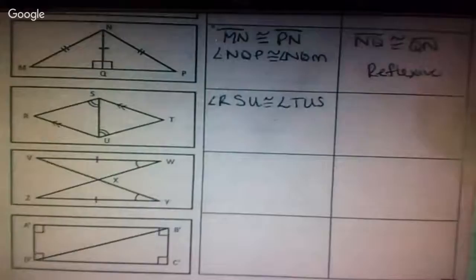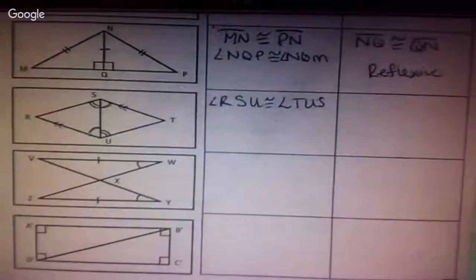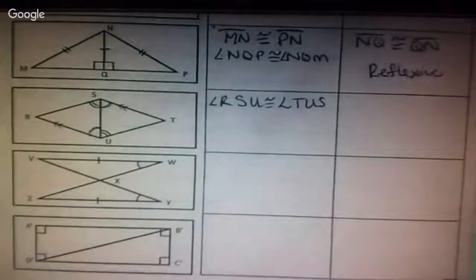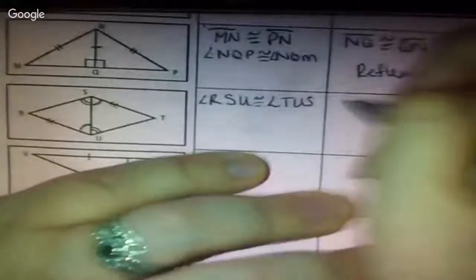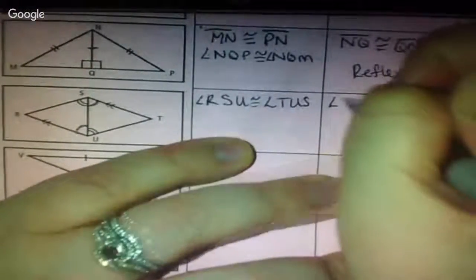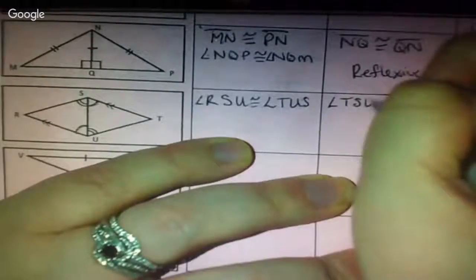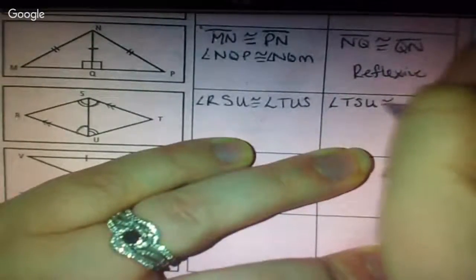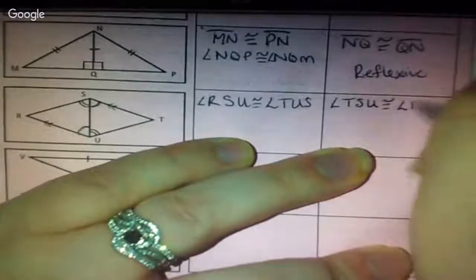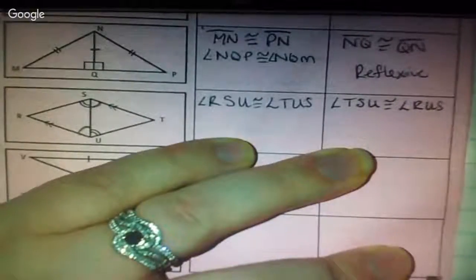Okay, so Brandon just said that means that this angle then is congruent to this angle. And he's absolutely correct. They give you another piece that's not there. You can do that with the lines. So you can say that angle TSU is congruent to angle RUS.